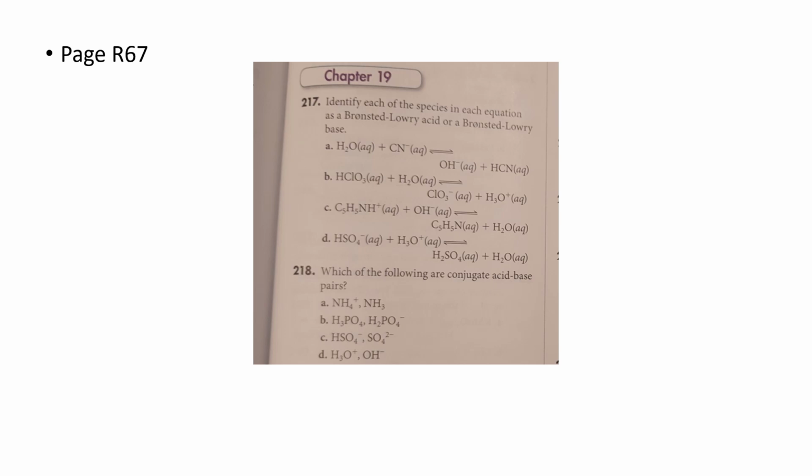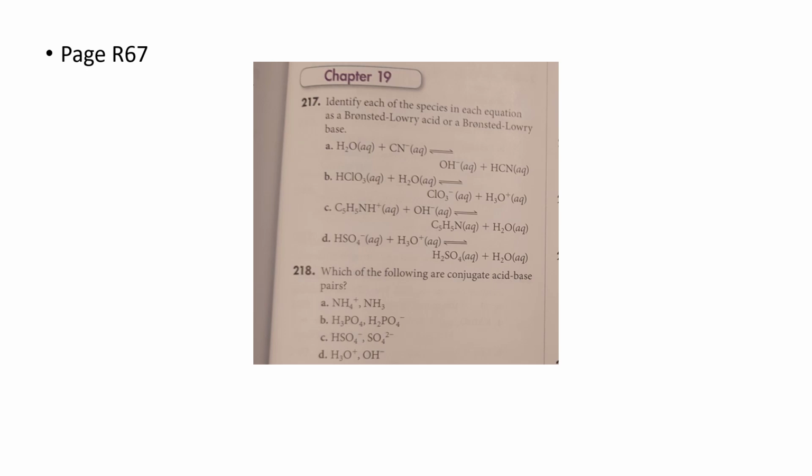But on the other side of the arrow, because this reaction is in equilibrium, we're going to have the opposite, their conjugate partners on the other side. So hydroxide is going to be our conjugate base, and hydrocyanic acid is going to be our acid. So it'll be acid, base, base, acid.